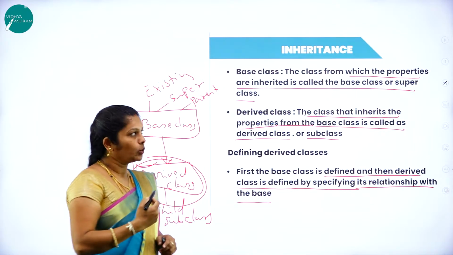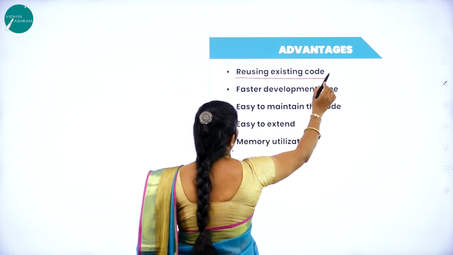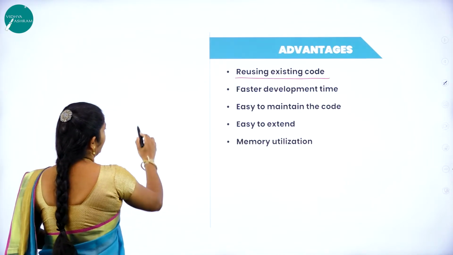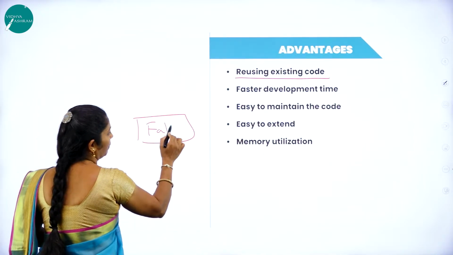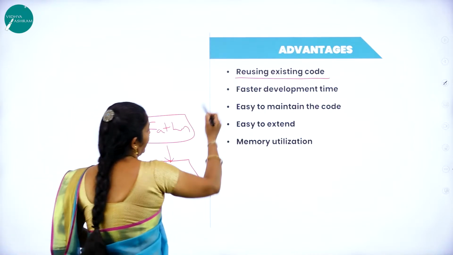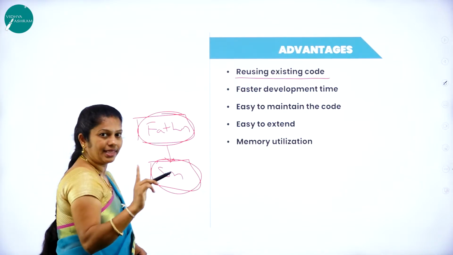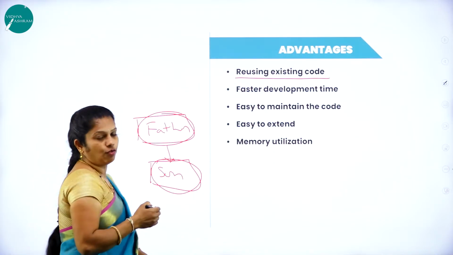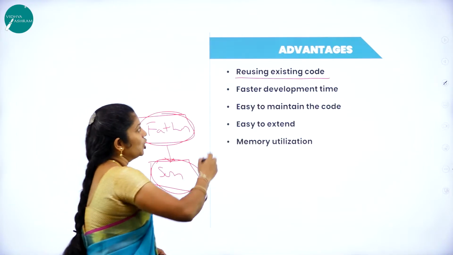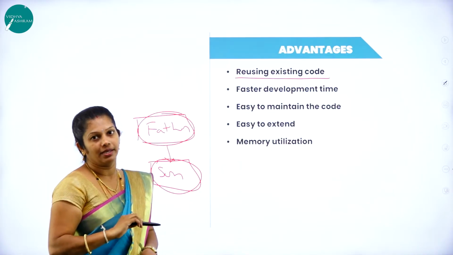From that, we have some advantages. One by one we will discuss. For example, the first advantage is reusing existing code. Already I told you, the father has some behavior properties and the son also has some properties. For the father we have written some code. While writing the code for the son, in only one line I have to write that this son has the properties of the father. Then once again, there is no need to write all the properties of the father. That means code can be reused here. Reusing of existing code is possible here.